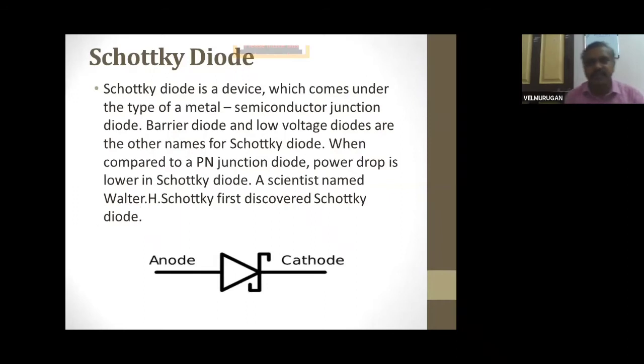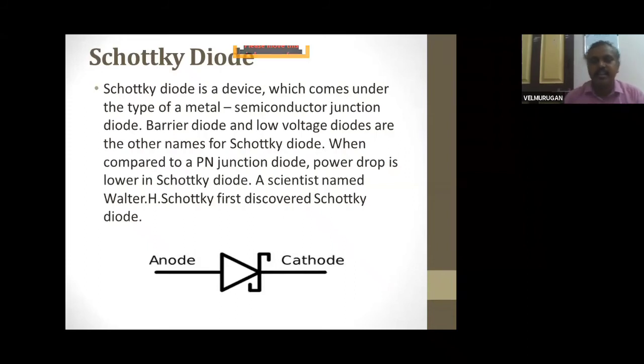Okay, the next special diode is the Schottky diode. A Schottky diode is a device which comes under the type of metal semiconductor junction diode. Before that you were using the PN junction. PN junction means P semiconductor, N semiconductor, PN junction. Here Schottky is a metal semiconductor, using metal.